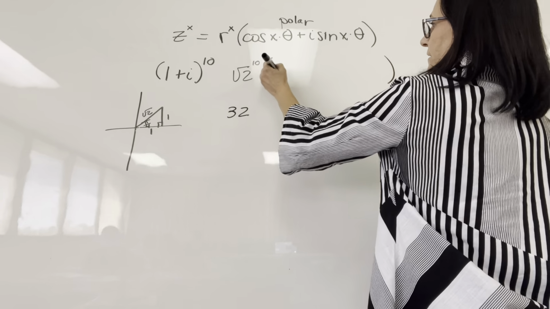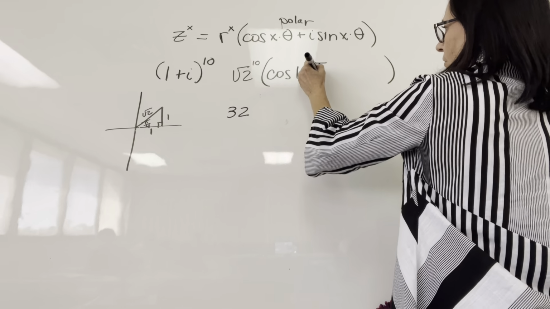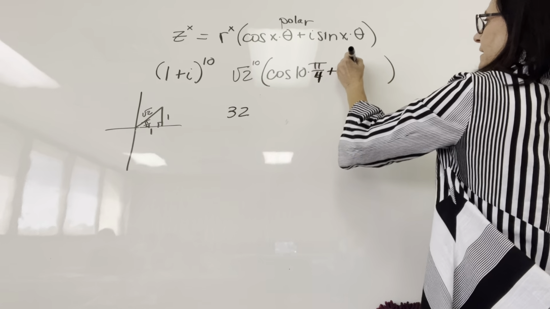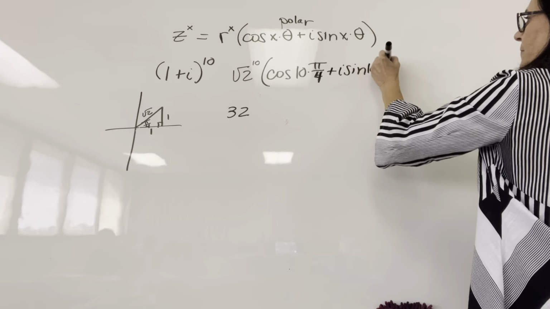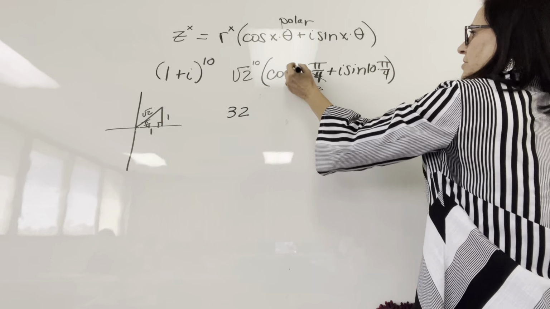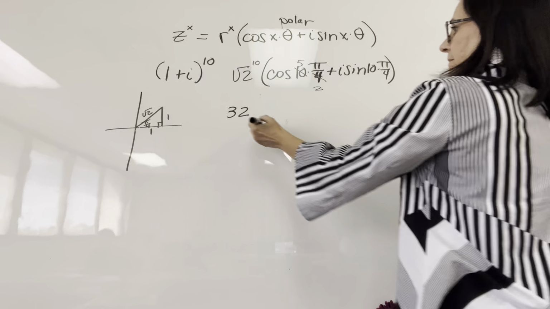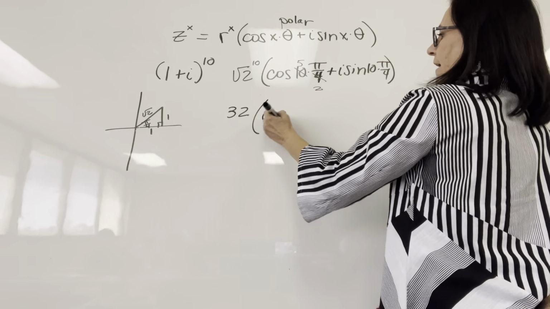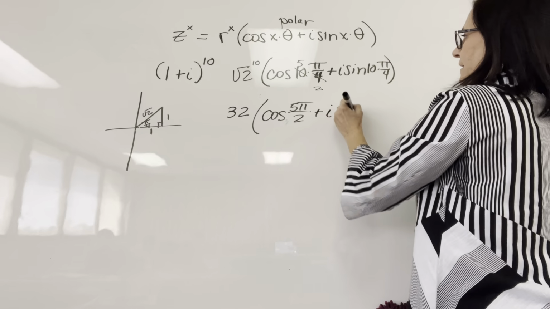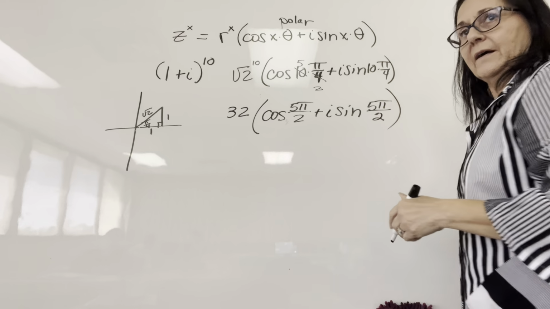Now it's going to be the cosine of 10 times pi over 4 plus i sine 10 times pi over 4. Let's simplify before we multiply. That becomes 2, that becomes 5, so it's 5 pi over 2. So it's cosine 5 pi over 2 plus i sine 5 pi over 2.